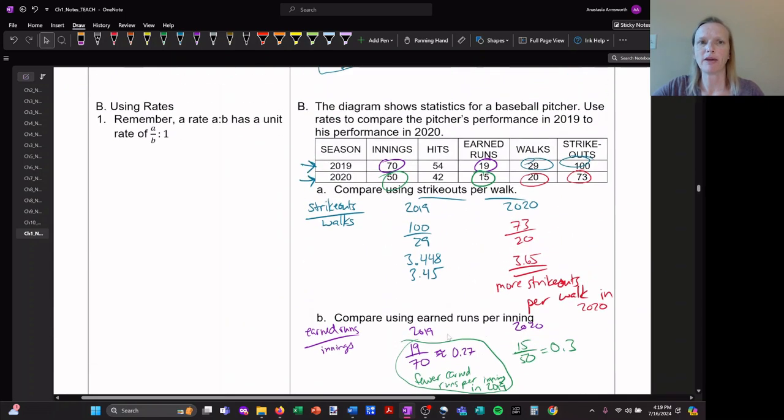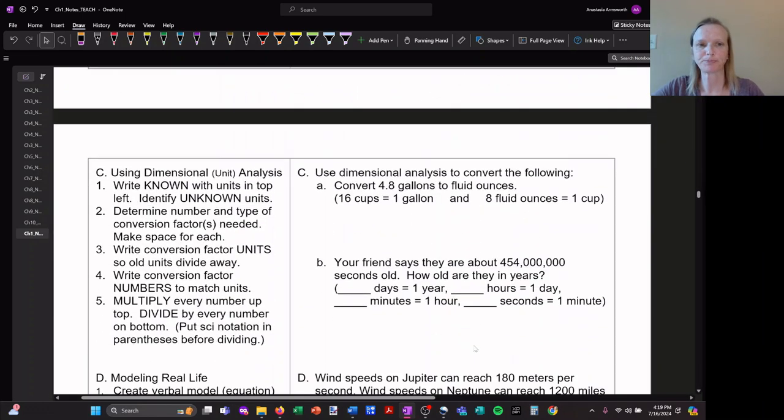Okay. By the way, these are called unit rates, like this 0.27. That's the unit rate for earned runs per inning. Any ratio can be calculated, plugged into a calculator, to find out what the unit rate is.